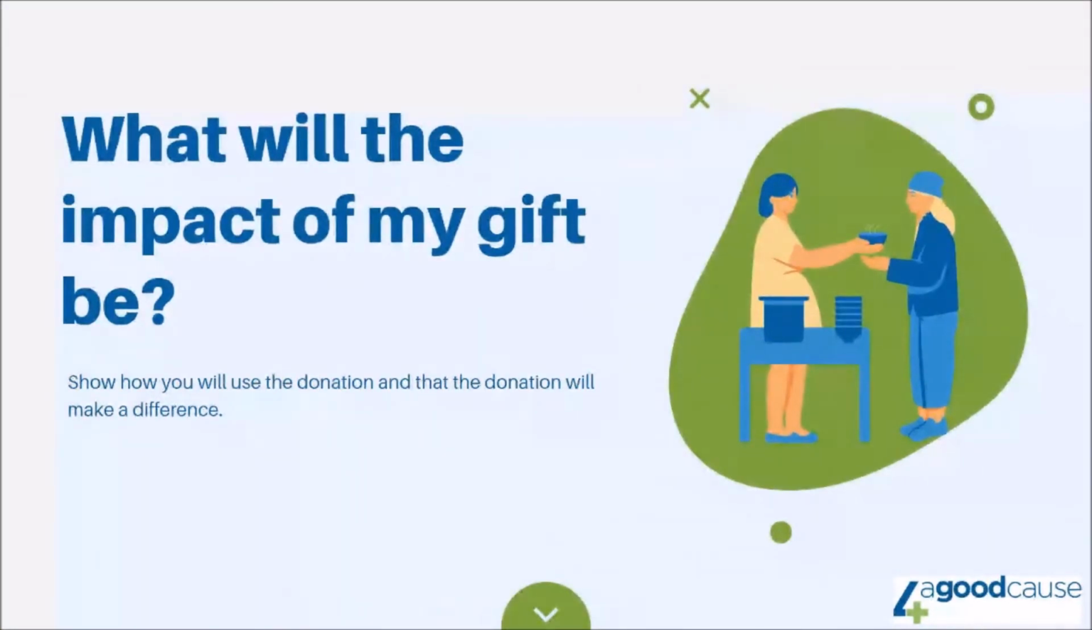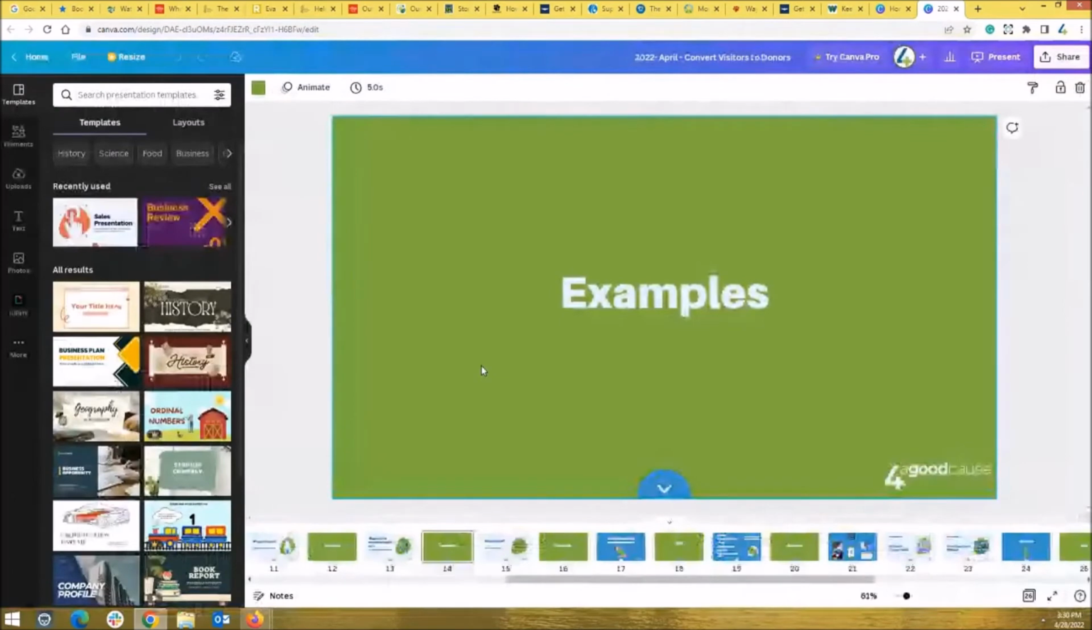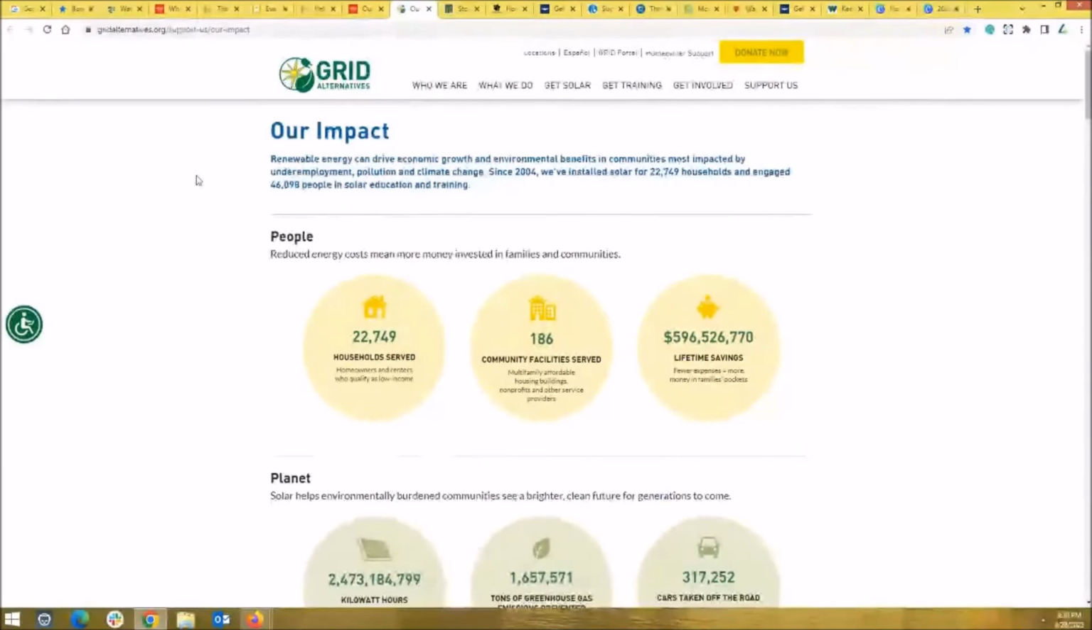And then try to match up donations of certain sizes to the impact that that gift will make. Again, let's look at some examples. Let's start with this group, Grid Alternatives. This is a nonprofit that is working to move communities to solar energy. In their section under what we do, they have a page called Our Impact. I would actually argue you'd want a whole section of the site that's Our Impact. I'd bring that up a level to really emphasize the impact that you're making.